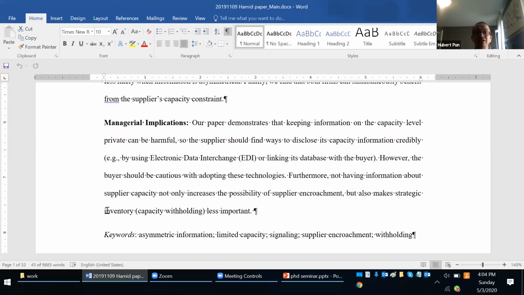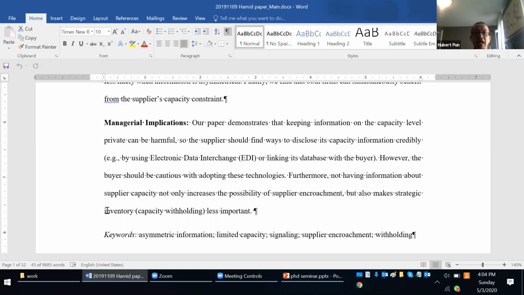That is the mentality when you're writing this. So if the Samsung CEO is reading my paper, then my paper demonstrates that the supplier should find ways to disclose its capacity information credibly by using EDI. Therefore, there is some actionable item written for the business world that they can do.